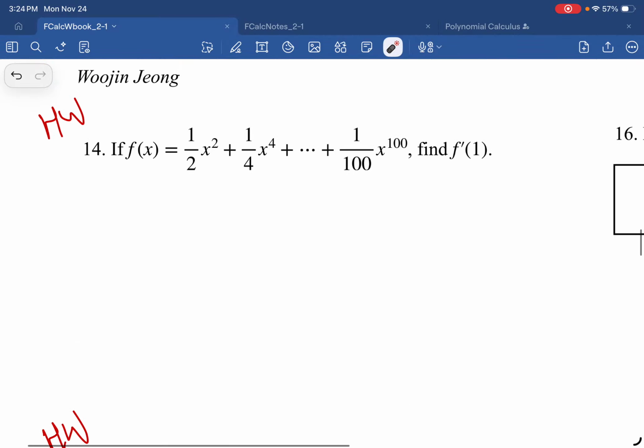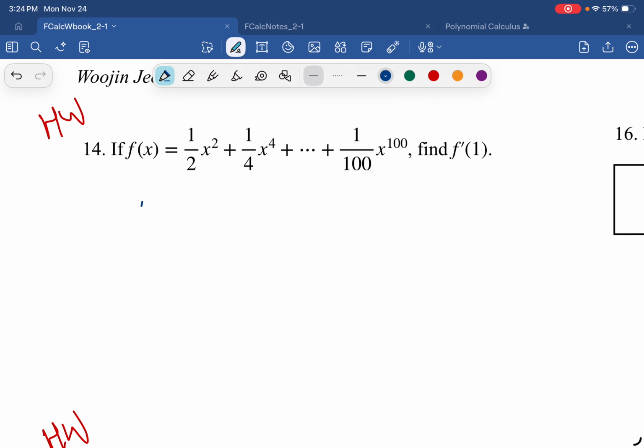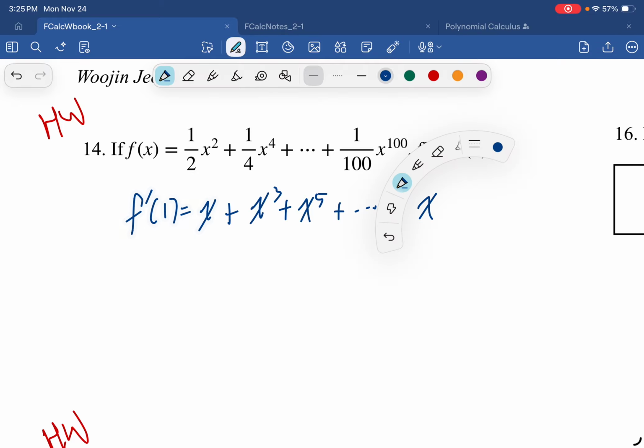Number 14, if f of x is laid out like this, then find the value of f prime 1. So here we can take the derivative. Remember that the power goes down and it subtracts by 1. So the 2 goes down, but it multiplies with the 1/2 to form 1, so it's just going to be x. And the same thing, the 4 goes down, but it multiplies with 1/4. So it's going to be x cubed plus x to the 5 plus all the way to x to the power of 99. Well, I should say f prime of x, not f prime of 1.